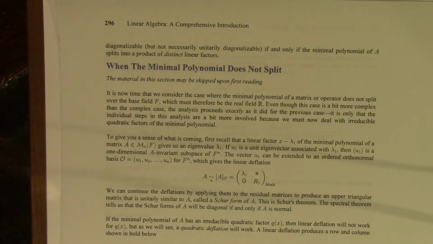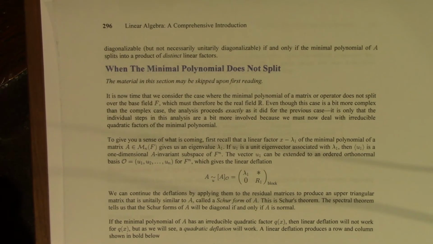It's time now to consider the case where the minimal polynomial of an operator does not split over the base field, and therefore that base field is the real field, since we're considering only real and complex base fields. Let me make a couple of general remarks here before we start.